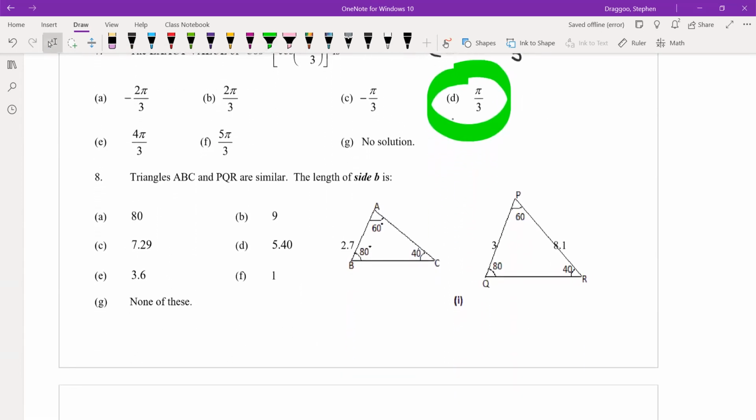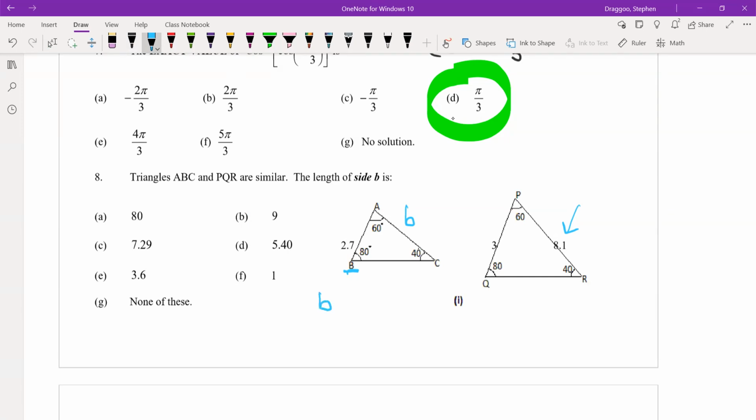And lastly, triangles ABC and PQR are similar. Find the length of side B. So, if you'll notice, side B isn't labeled on here, but that's okay because we know how to label sides based on the angles that they're paired with. Side B is always opposite angle B. So that means that our side B should be similar to that 8.1, since those are the similar sides, if I look from one triangle to the other.